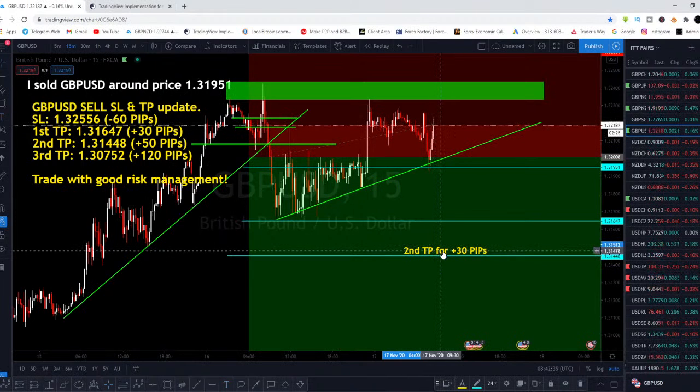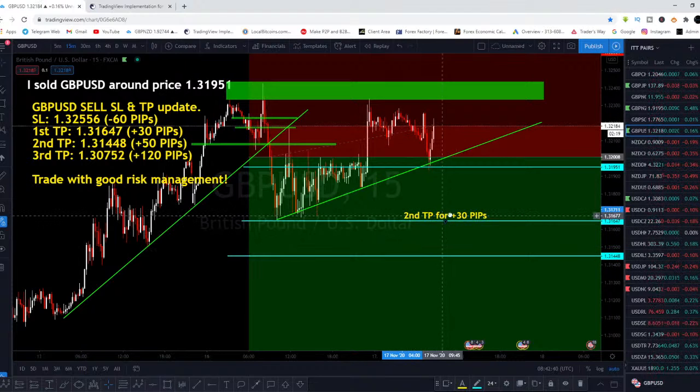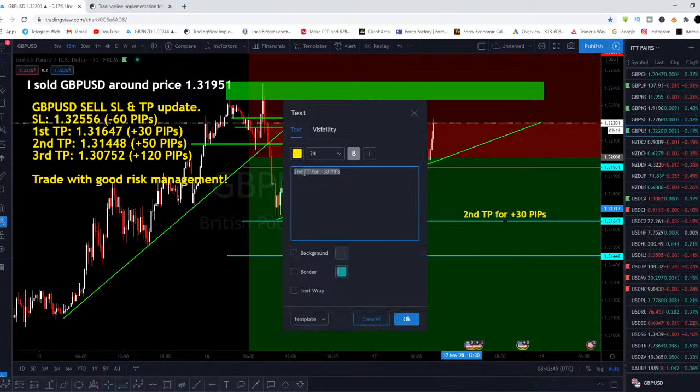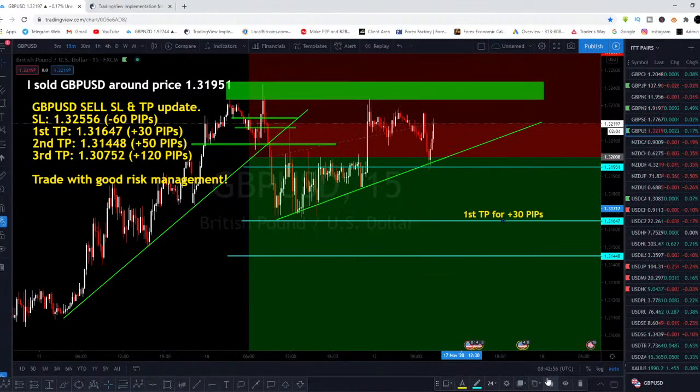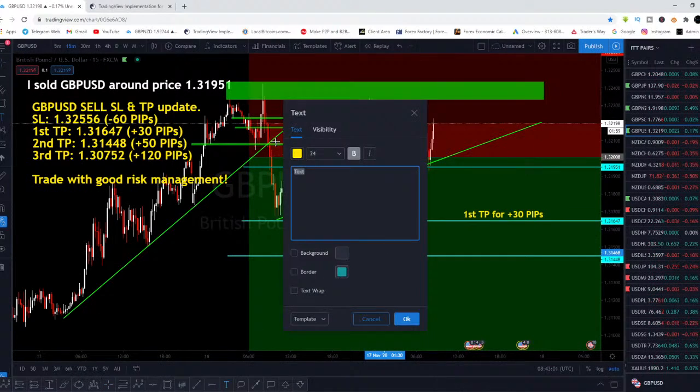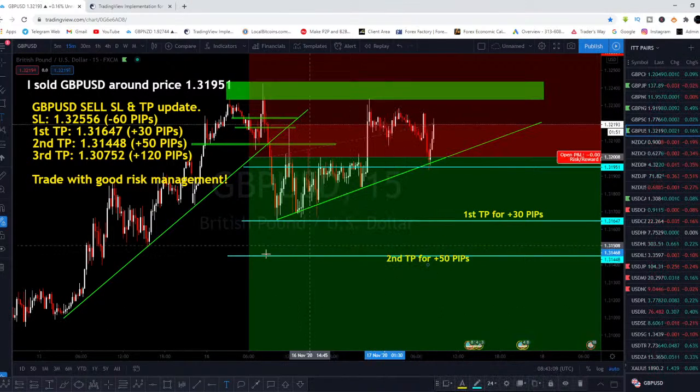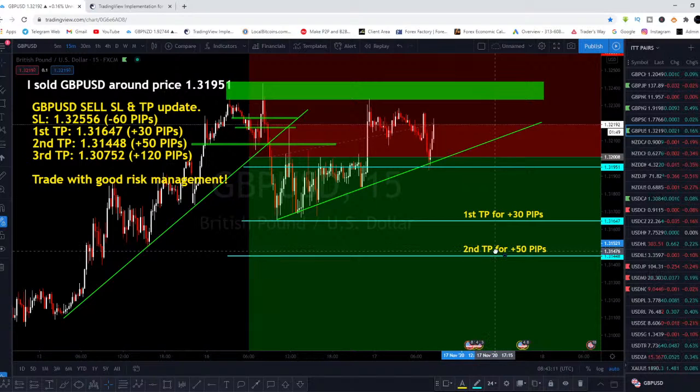Now 50 pips, sorry for that. Okay, let me just put it here and it will be our first take profit, not second take profit. Now copy this, change this to first, not second. Then I'll put second take profit for 50 pips here. So this is gonna be 50. See that?